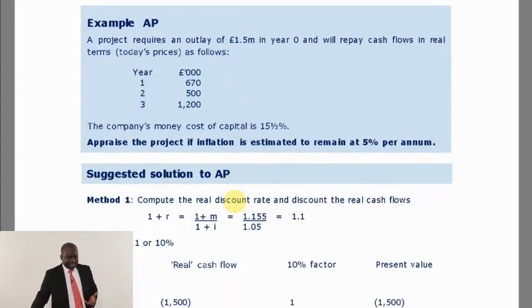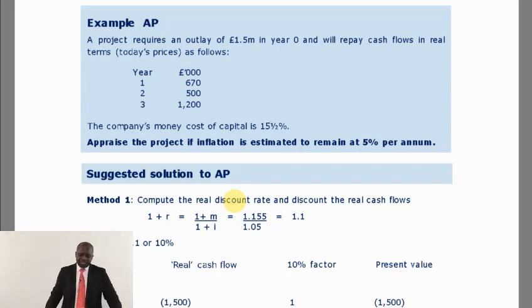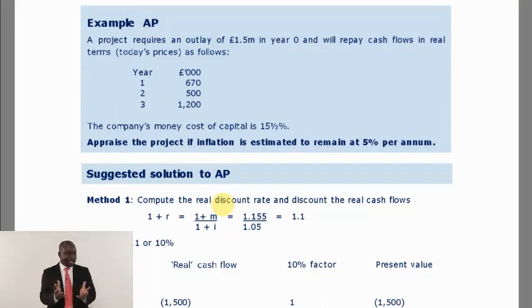Okay, let's take this simple question to illustrate. A project requires an outlay of 1.5 million in year 0 and will repay cash flows in real terms, today's prices, as follows: year 1, 2, and 3. The company's money cost of capital is 15.5%. Appraise the project if inflation is estimated to remain at 5% per annum. Obviously, you are not going to get a question like this in P4, but we will see its application in a bigger question. That's why we are handling them one by one, so that when we see it in a bigger question, we'll be able to bring all those principles to bear.